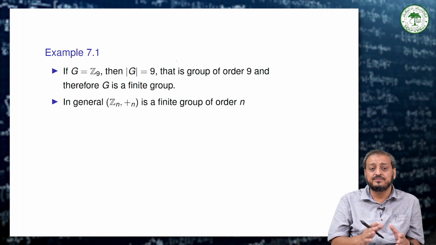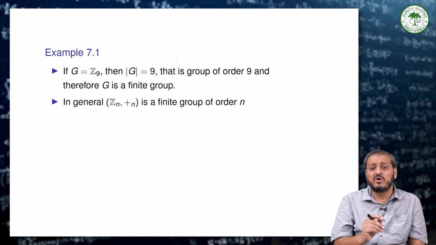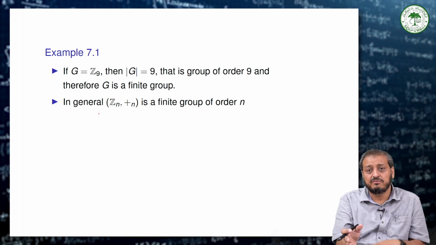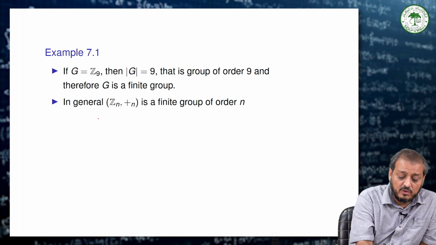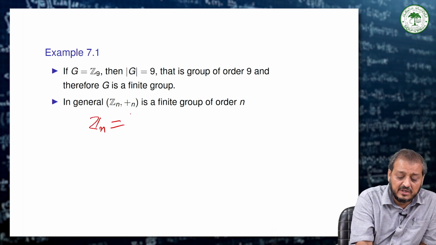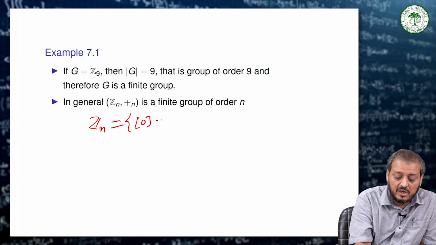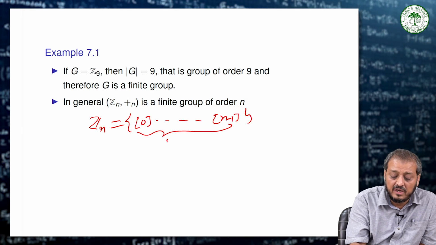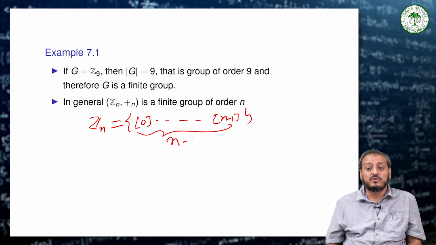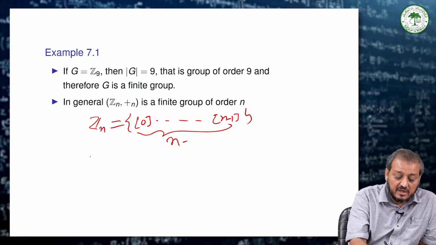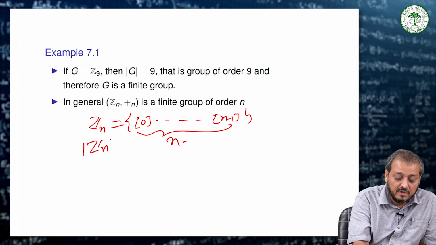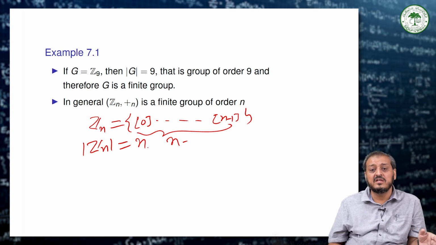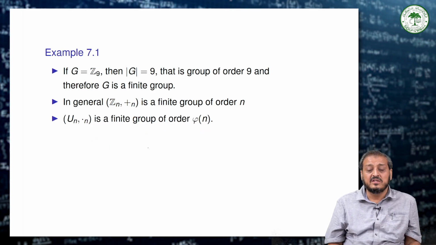We take a general Zn under addition modulo n, and that is a finite group of order n. You know that Zn consists of the equivalence classes of 0 to n minus 1. The elements of Zn are the equivalence class of 0 and so on up to the equivalence class of n minus 1. So you see there are n numbers, so the total number is n. So the order of this Zn is equal to n. The total number of elements is n, so this again is a finite group of order n.